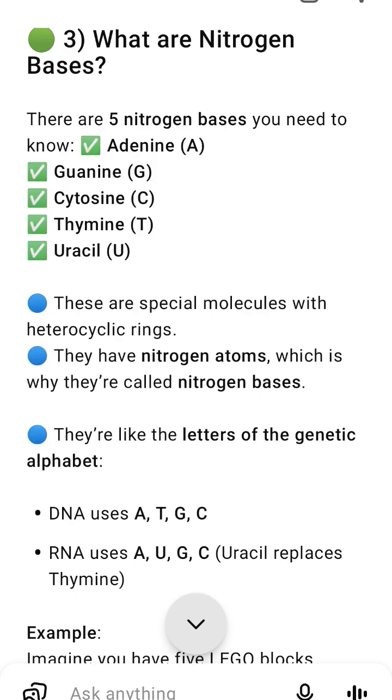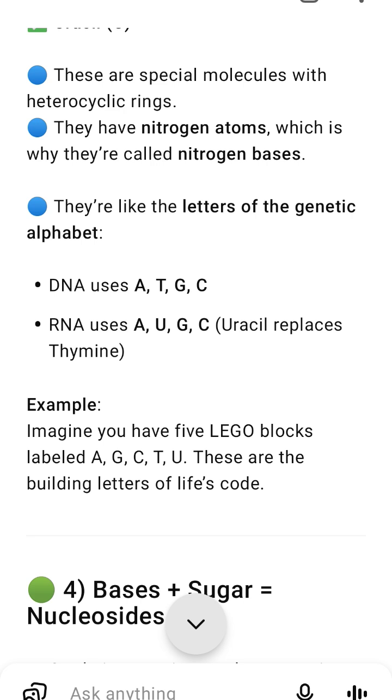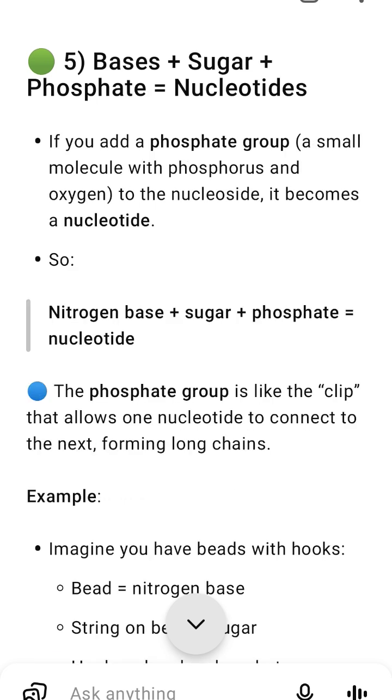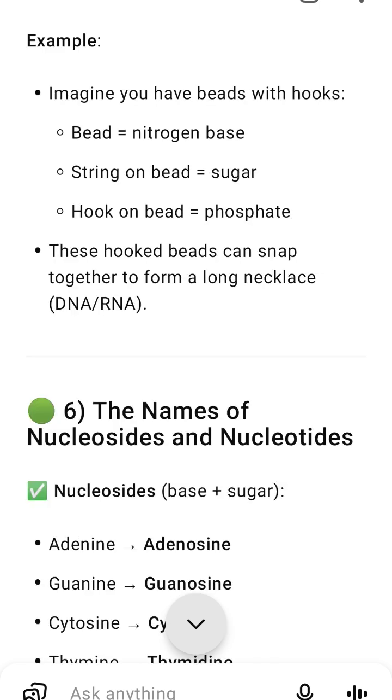6. Nucleotides join to make nucleic acids. Nucleotides connect together by bonds between the phosphate of one nucleotide and the sugar of the next. This forms long chains, which we call nucleic acids. There are 2 types of nucleic acids: DNA, deoxyribonucleic acid, and RNA, the genetic material.